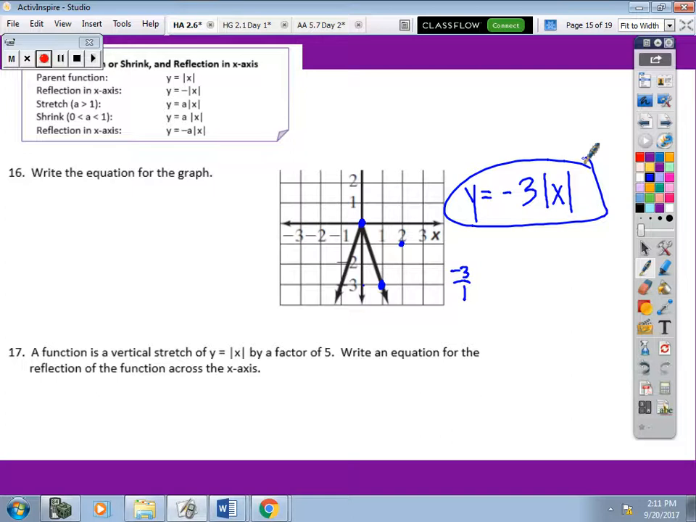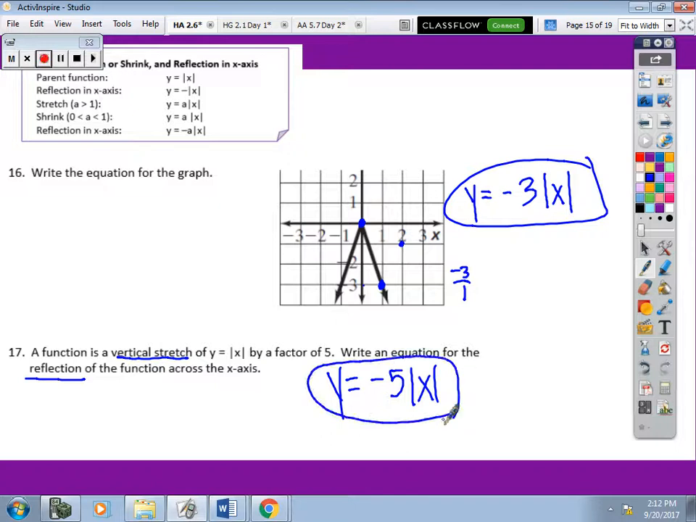And be careful of 17, it did say write an equation for the reflection and the vertical stretch. So that should be y equals -5 absolute value of x. So look for that keyword reflection that inserts that negative.